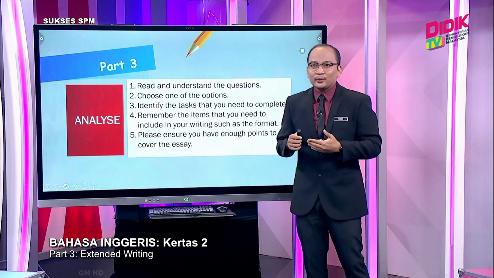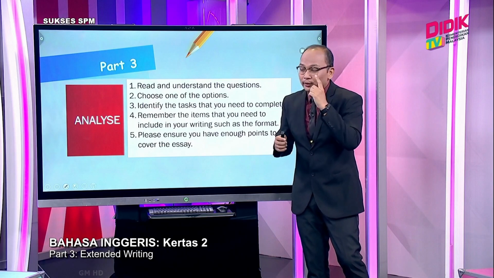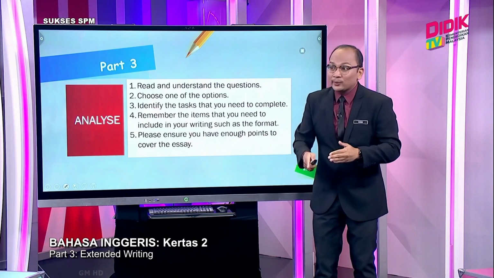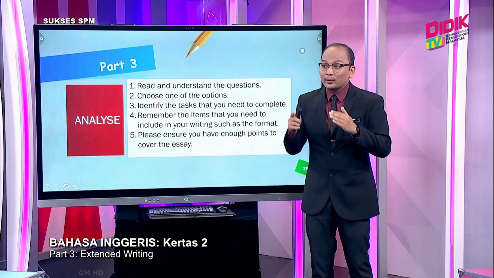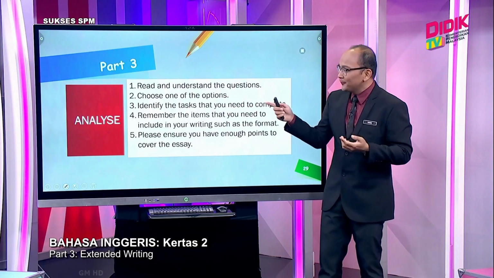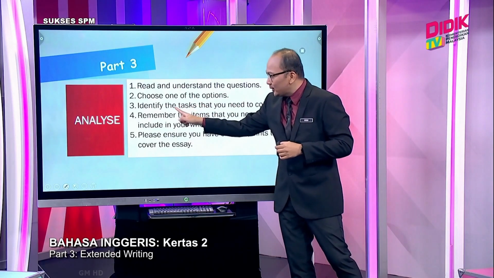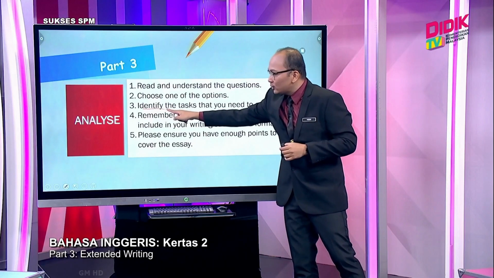How many questions will we get, Chris? We will get 3 questions, 3 options, right? Okay. We are just going to choose one. But we need to read through, because we need to choose what is best for us. Okay. Choose one of the options. Identify the task that you need to complete. Once you read the options, you identify the task that you need to complete.